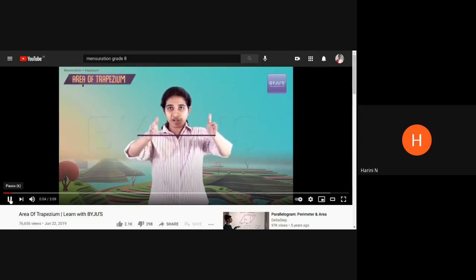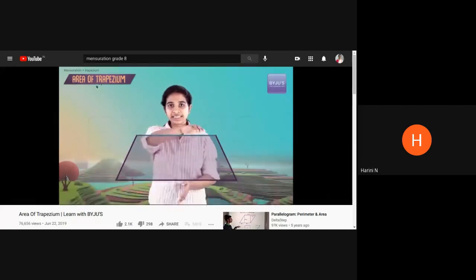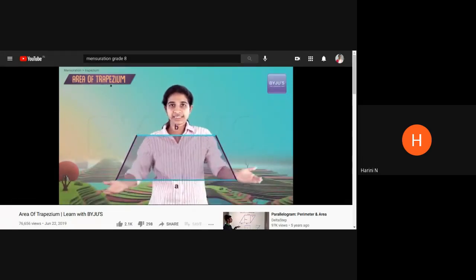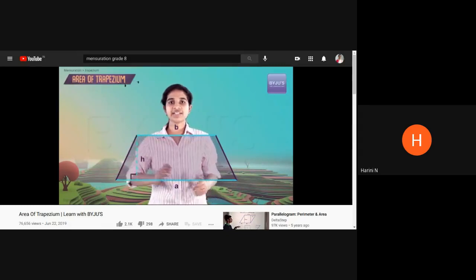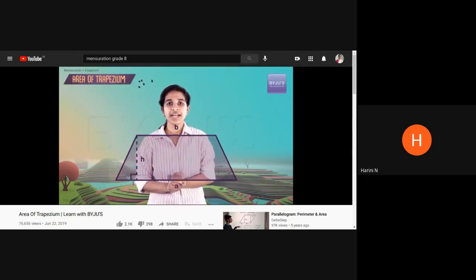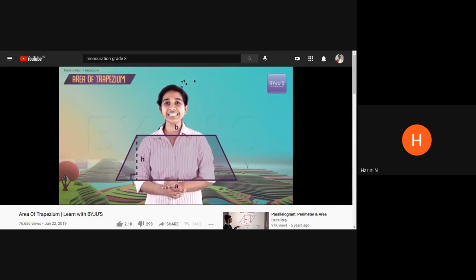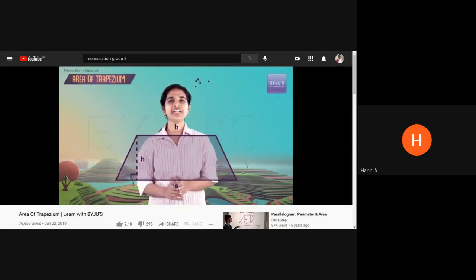Say we have a trapezium like this. This side is given as B, this side is A, and the height is given to us as H. Now the question for us is to find out the area of this trapezium. How can we find out? Easiest way we said is divide it into figures that we already know the areas for.